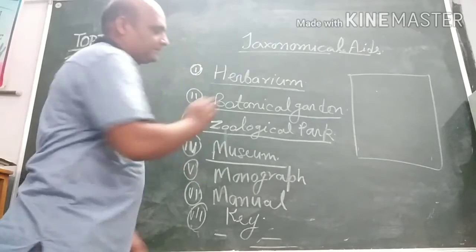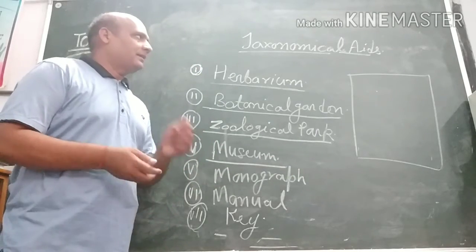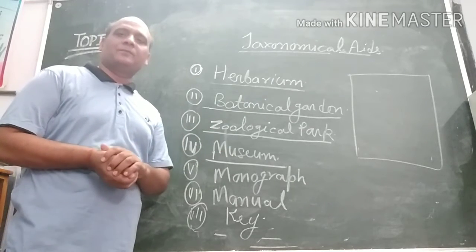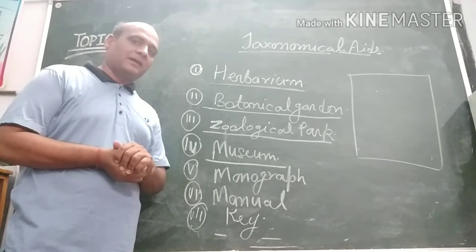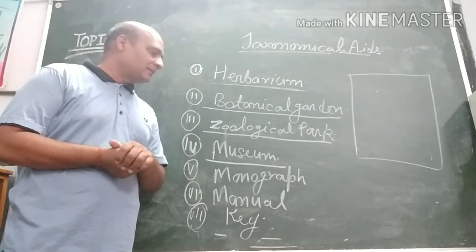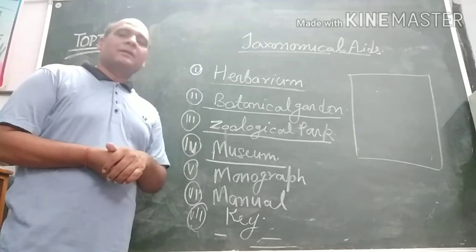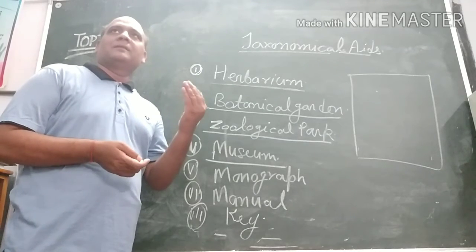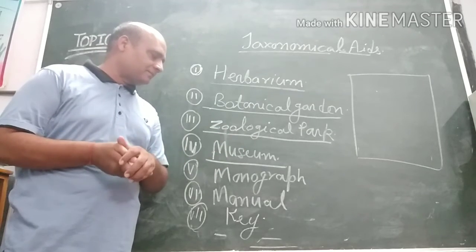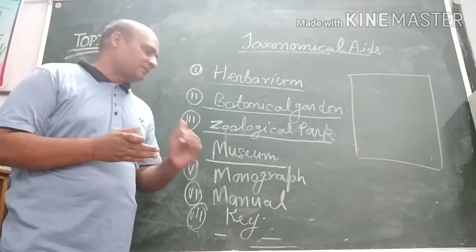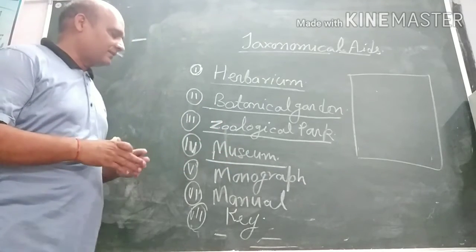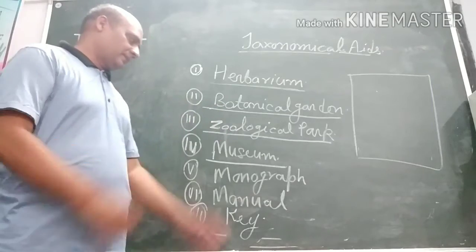Museum. It is a taxonomical aid. It is a storehouse of various types of plants and animal parts, that is living plants and fossils, skeletons, various kinds of parts of organisms kept in them, and we observe their parts, which is helpful in the taxonomy.